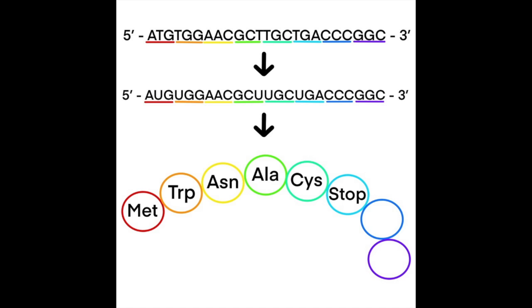Our original sequence from the 5' end to the 3' end is ATG, TGG, AAC, GCT, TGC, TGA, CCC, and GGC. When translated, this is AUG, UGG, AAC, GCU, UGC, UGA, CCC, and GGC. Next, we find the amino acids that correspond with these codons. They are methionine, tryptophane, asparagine, alanine, cysteine, and then stop. In this strand, we ignore the last two codons since the sequence stops before it reaches them.